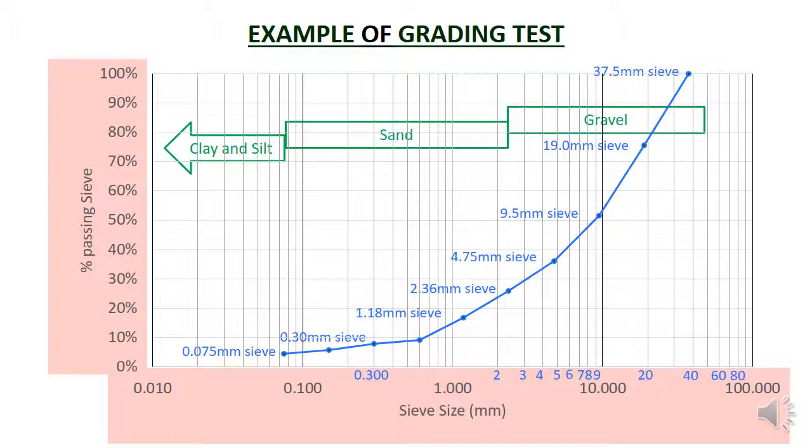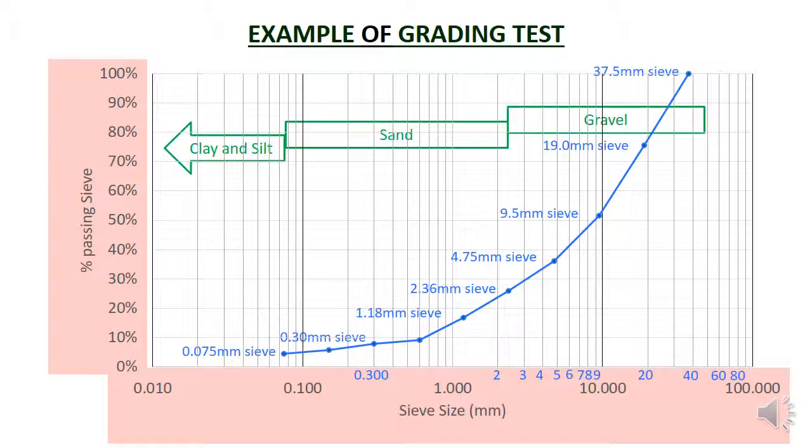The vertical distance between any two sieves tells us what percentage of the aggregate was retained on the lower size sieve. For example, the percentage passing the 2.36mm sieve was about 26%, while the percentage passing the 1.18mm sieve was about 18%. So we know that 8%, that is 26% minus 18%, of the aggregate was retained on the 1.18mm sieve. We can use this to determine the proportions of each soil type.